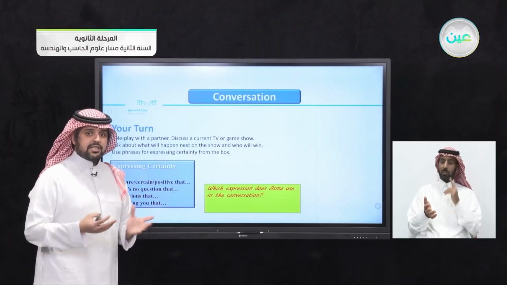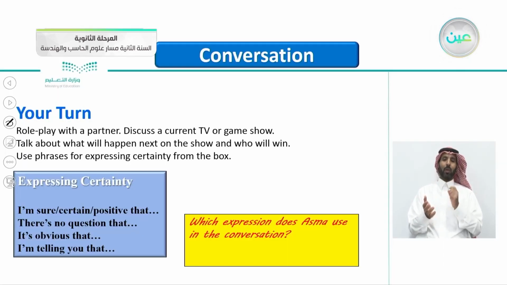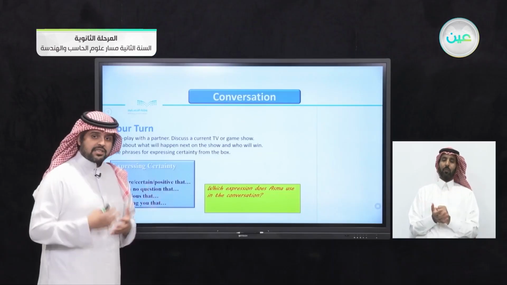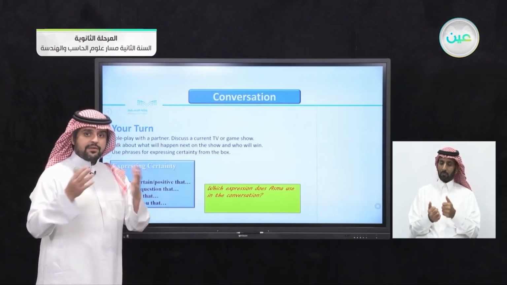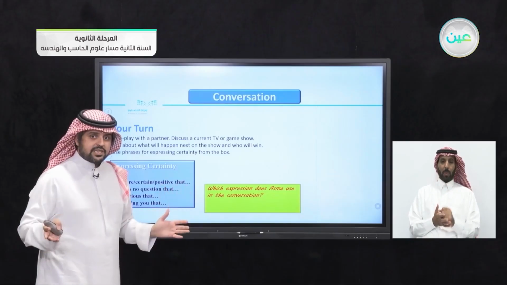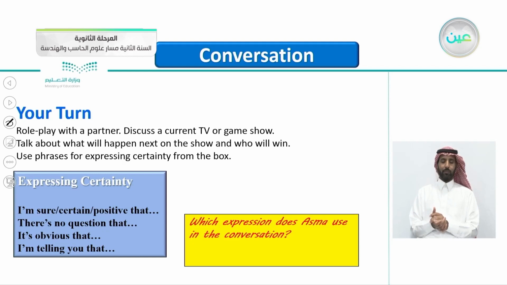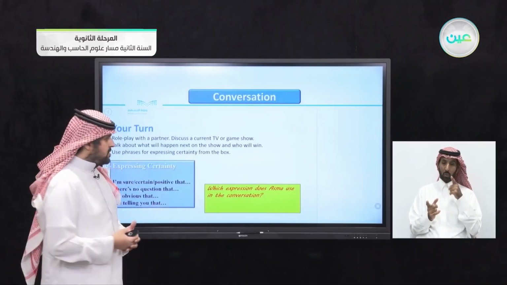When you are certain, when you are 100% sure about something, you say, I'm sure, I'm certain, I'm positive, like I said before, that something, something, something. Like I'm positive now and I'm sure that you benefit from this lesson. There's no question that, then you say what you are sure about. It's obvious that, I'm telling you that. So these are expressions just to show that you are certain about something.